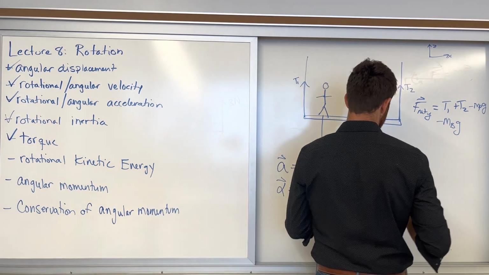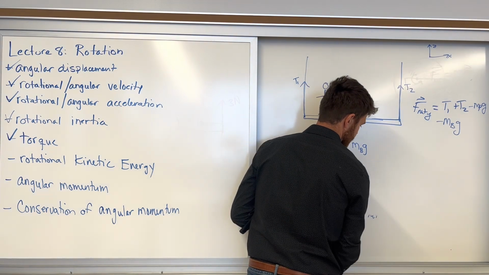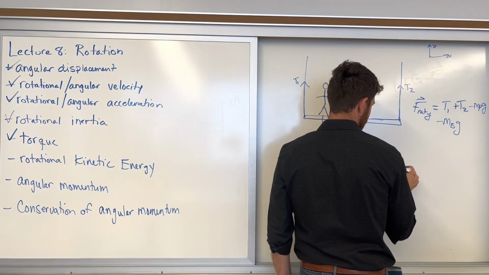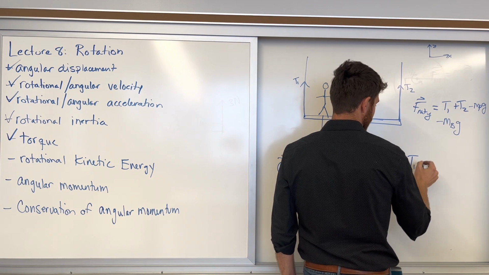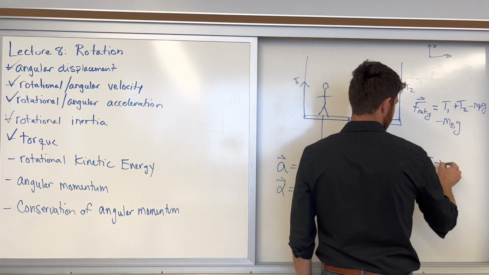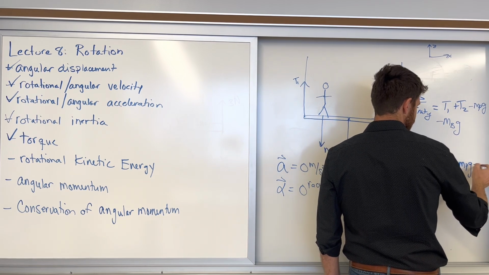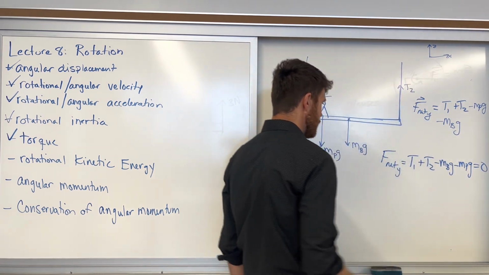So let me draw this down here. T1 plus T2 minus MBG minus MPG must equal 0. So that's one equation we have.